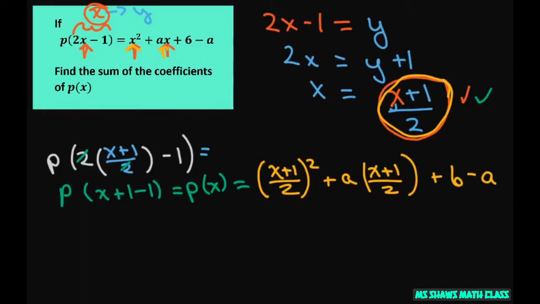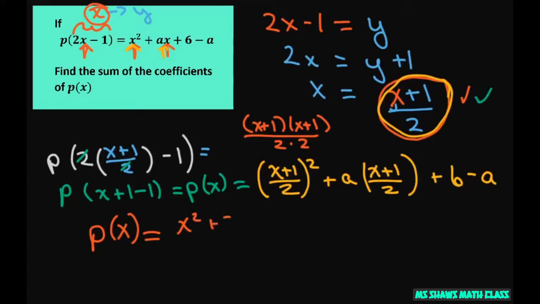Now, simplifying this, we're going to get p of x equals, now this numerator is just going to be x plus 1 times x plus 1. And the denominator is going to be 2 times 2 because you're just multiplying it twice. So that's x squared plus 2x plus 1 divided by 4. The second part, that's like a over 1. So just multiply that. That's ax plus a divided by 2. Then add your 6 and then minus a.